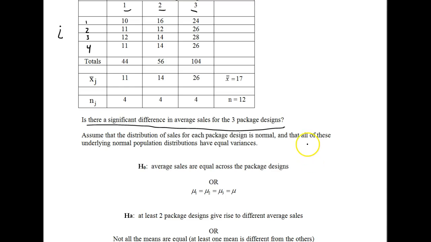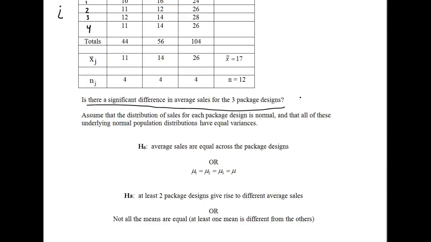Assume that the distribution of sales for each package design is normal, and that all of these underlying normal population distributions have equal variances. So that's just the assumption that we make. We make these assumptions so that we don't have to use a non-parametric statistic. We just use the ones that we're actually learning in this course. So we assume some things in that regard.